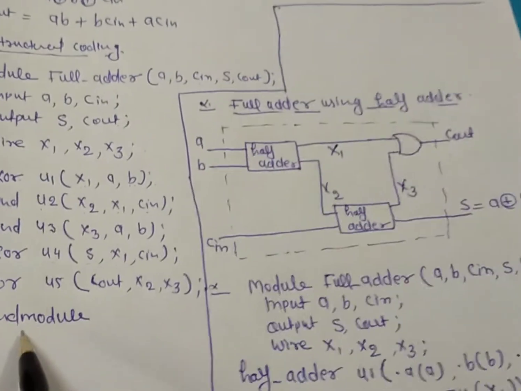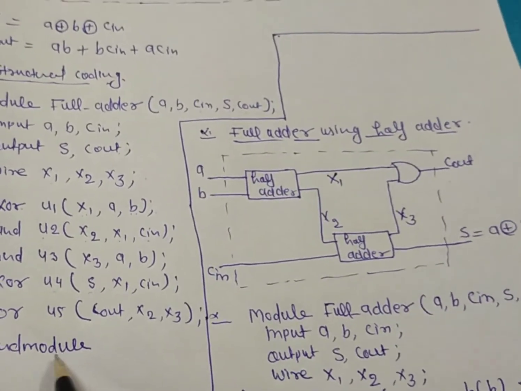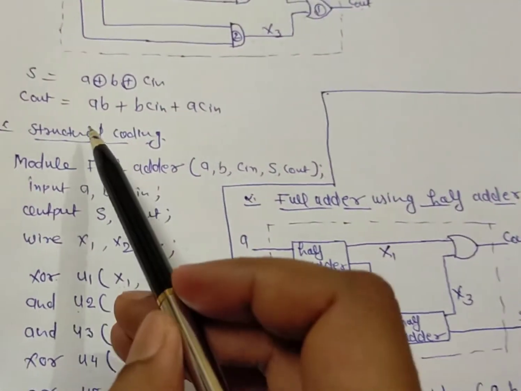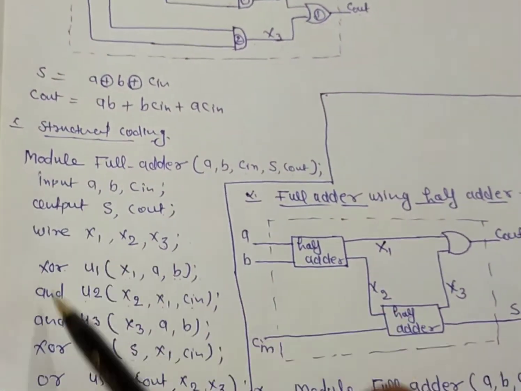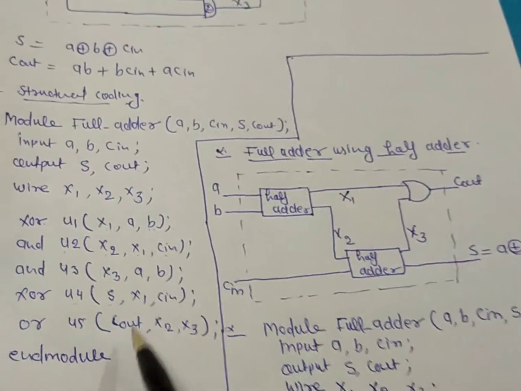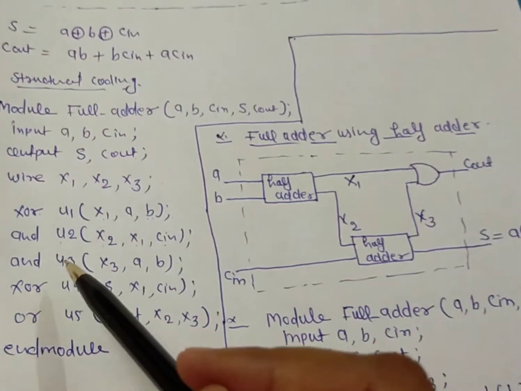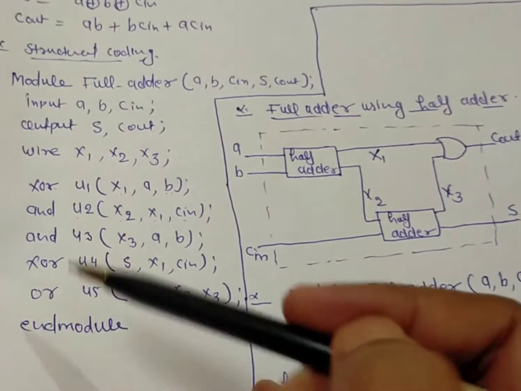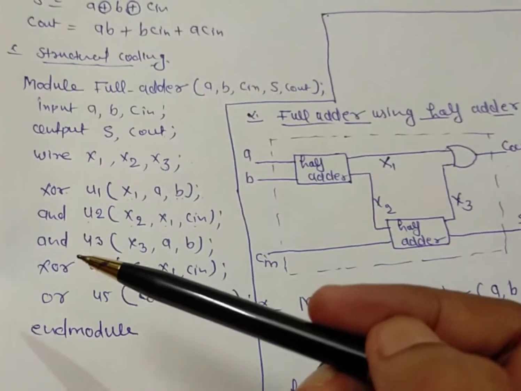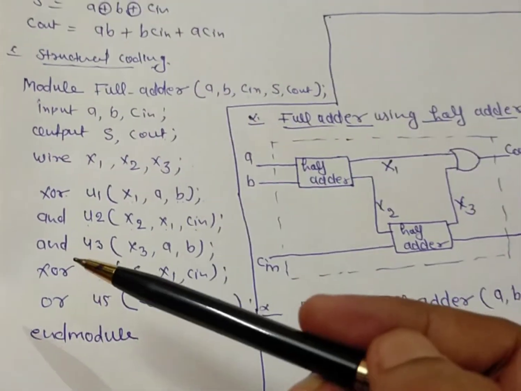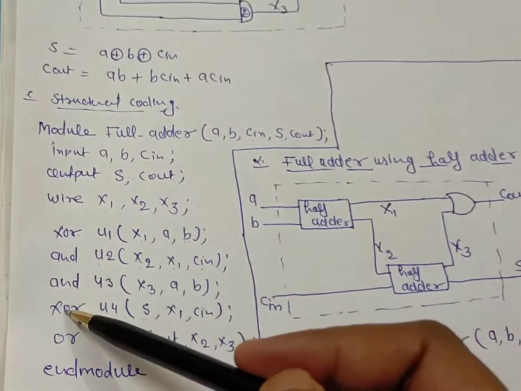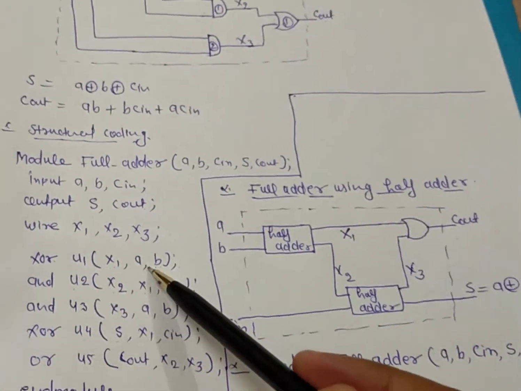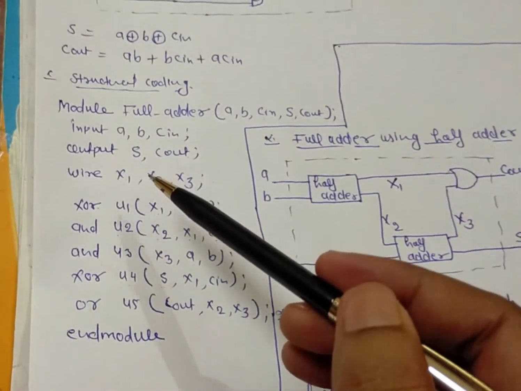Then we need to use end module. This end module is basically used to end the module, because everything starts with the module, and to finish it we use end module. So this is the simple structural modeling of the full adder. In structural modeling we just write whatever gates have been used in the circuit diagram. In this particular full adder there are two XOR gates, two AND gates and one OR gate, and we write them in the output and input manner. So this is the structural coding of the full adder.